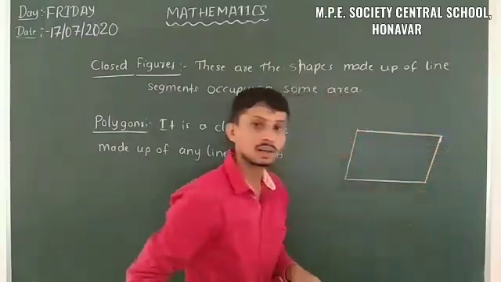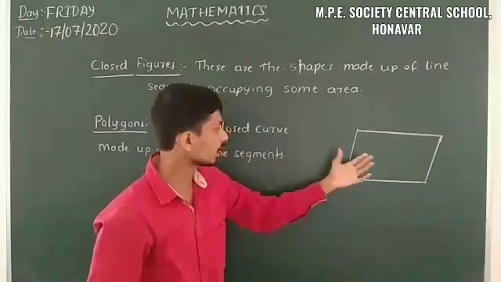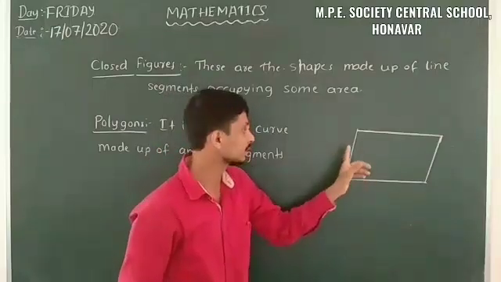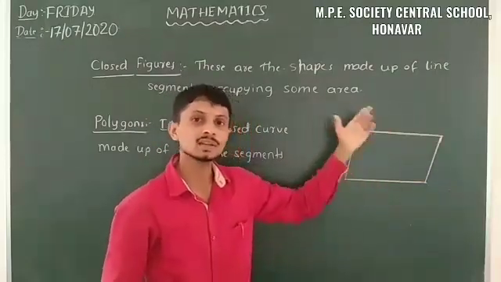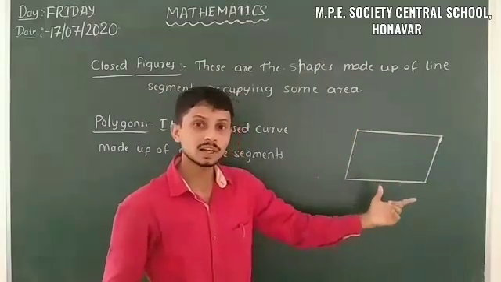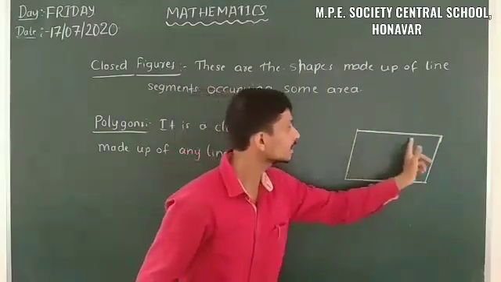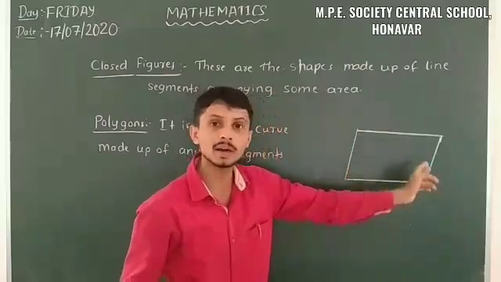Yes. This is also a closed curve because I used 4 line segments. These are the 4 line segments. So with the use of 4 line segments, I occupied some area here. So this is the occupied area.